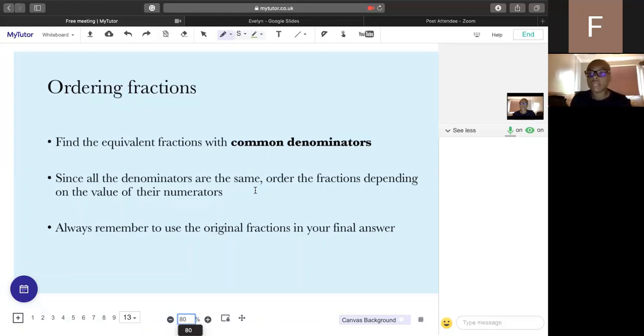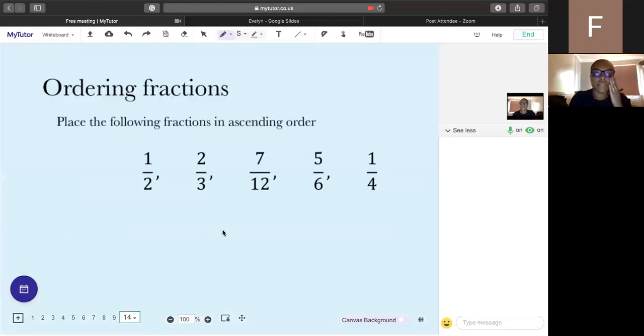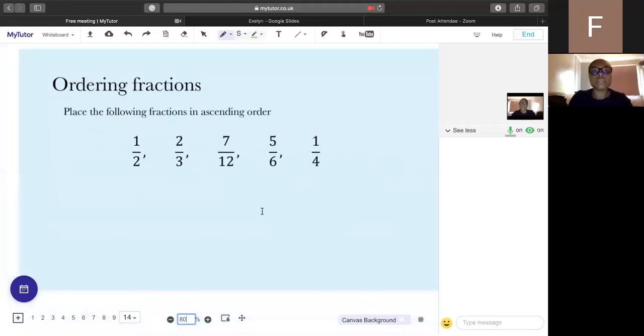Now, since all your denominators are the same by this point, you can just order your fractions depending on the value of their numerators. Always remember to use the original fractions in your final answer. Always give your answer in terms of the fractions that they gave you, rather than the equivalent fractions that you've worked out. I'm going to show you exactly what I mean with this example question. We want to place these fractions in ascending order. We've got a half, 2 over 3, 7 over 12, 5 over 6 and a quarter.